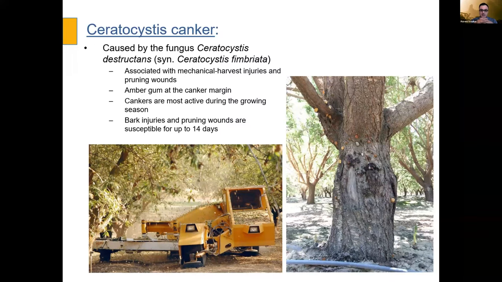And that canker disease is quite unique, definitely unique to California. We're not finding it in any other almond producing regions of the world. It's a canker that generally develops at shaker injuries. And what's very unique in this canker disease is that it does develop this amber colored gumball that most of the time occurs at the margin of the canker infection. These types of wounds are generally susceptible for up to 14 days, and most Ceratocystis cankers are mainly active during the summertime and not so much during winter.